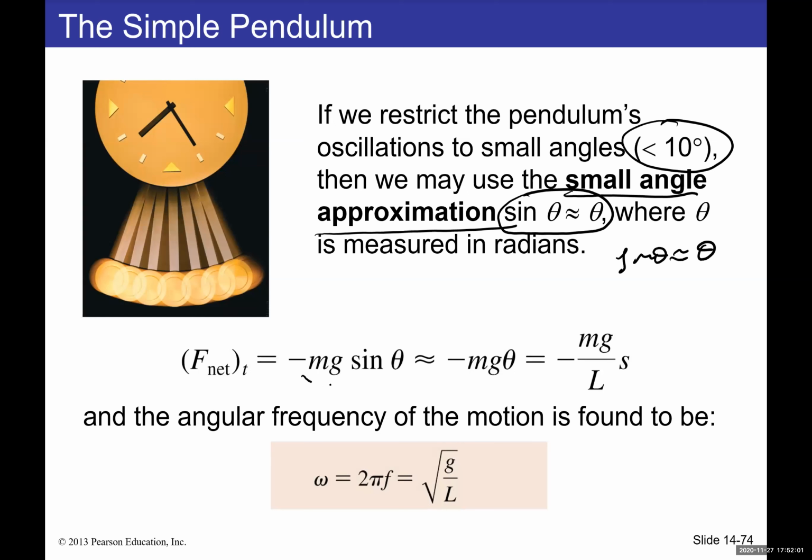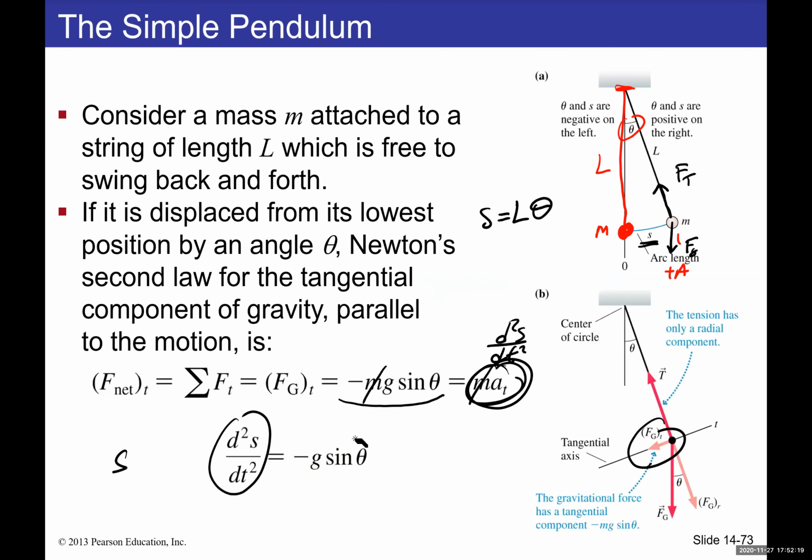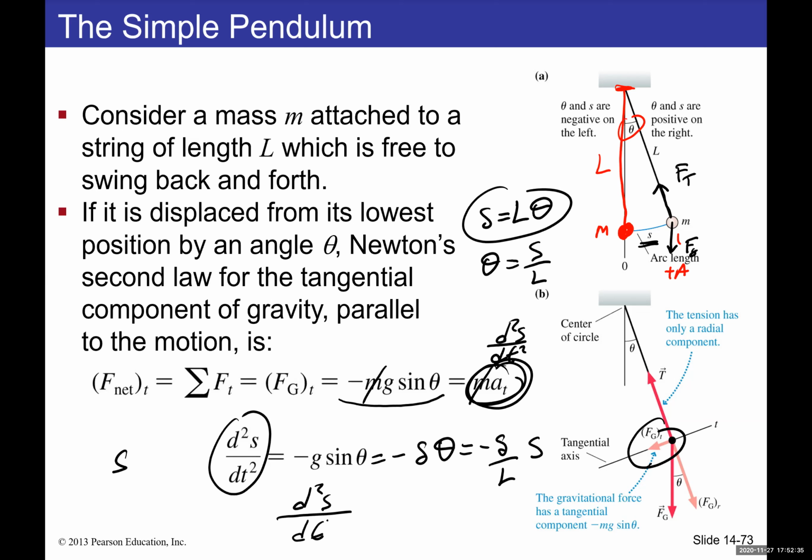So you can see that the right side of the equation, where negative mg sine theta, becomes negative mg theta. And I can say this is negative mg over L times s. That means this s, which is equal to L times theta, can be used, if I go back on this slide, right, see it's negative g sine theta, which equals negative g times theta. But then using this, I can say theta is equal to s over length. So it becomes negative g over L times s. That means my equation is this: d squared s dt squared is equal to negative g over L times s.